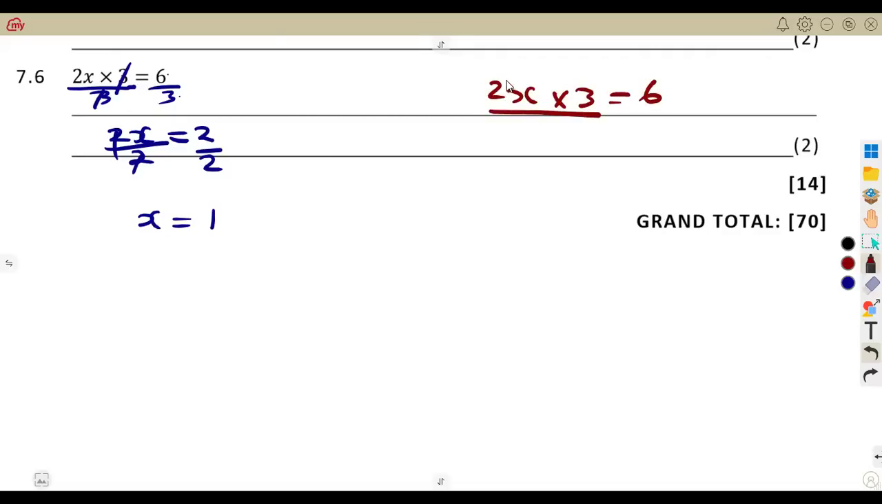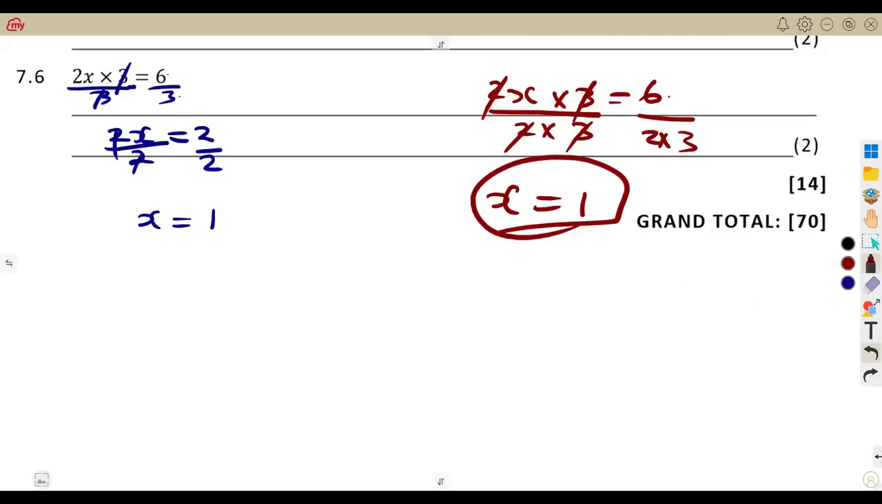We could have divided in the actual sense. 2x times 3 is equal to 6. These are the numbers that are multiplying x, 2 and 3. And what is 2 times 3? So you can simply divide by 2 times 3. The 2 and the 2 cancel. The 3 and the 3 cancel. You've got x, which is what? 6 over 2 times 3, which is 1.